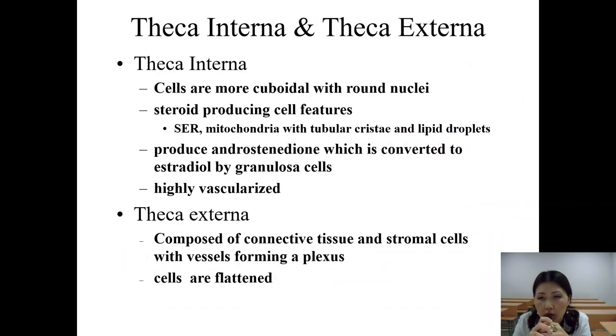Theca interna and theca externa. Theca interna cells are more cuboidal with round nuclei and have the features of steroid-producing cells: smooth endoplasmic reticulum, mitochondria with tubular cristae, and lipid droplets. They produce androstenedione, which is converted to estradiol by granulosa cells. Highly vascularized. And theca externa is composed of connective tissue and stromal cells with vessels forming a plexus. Cells are flattened.